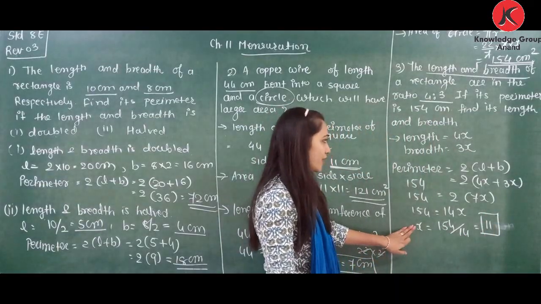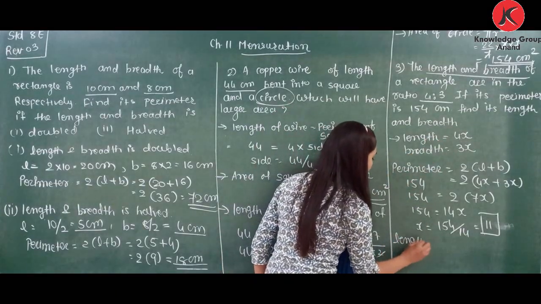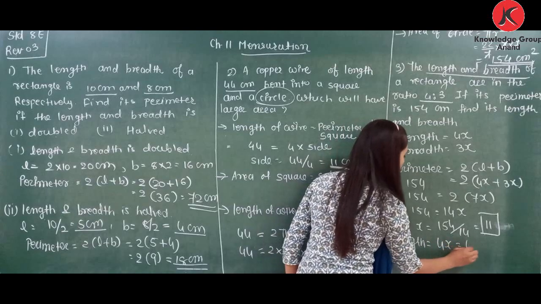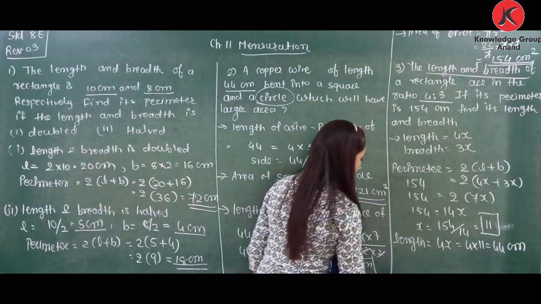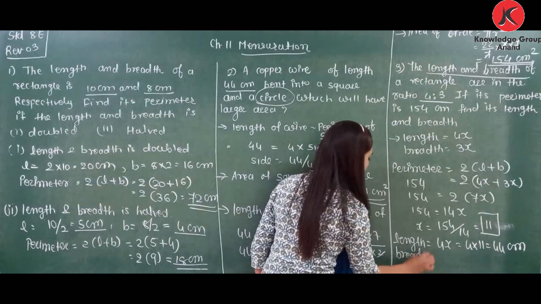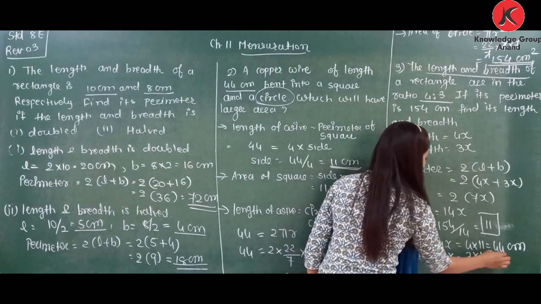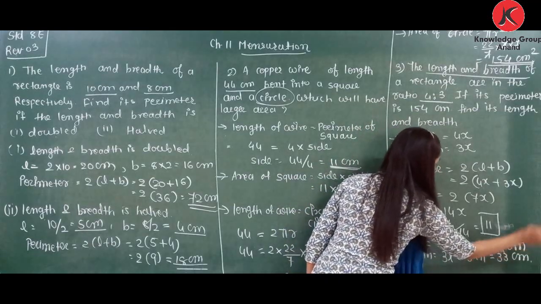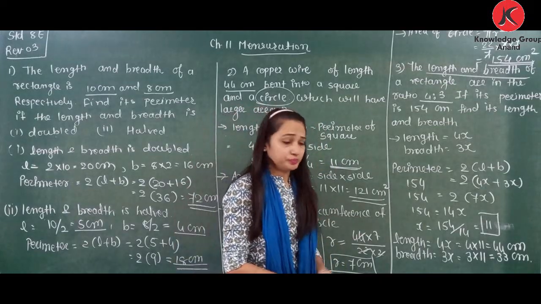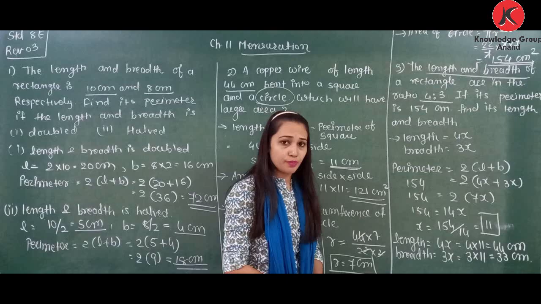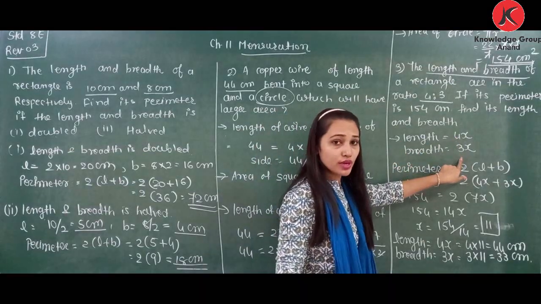Now use this value of x to find the length. So length is equal to 4x, 4 multiply 11, 44 centimeter, and breadth is equal to 3x, 3 multiply 11, 33 centimeter. Yes, this is the same example that we learned in equation chapter number 2. So here first ratio is given, so we can take 4x and 3x as the length and breadth.